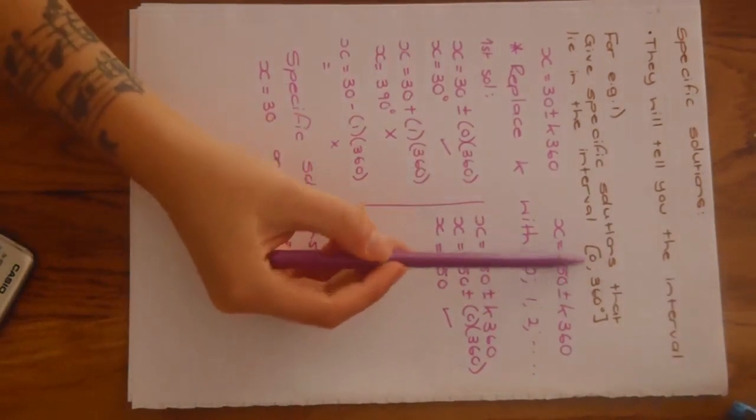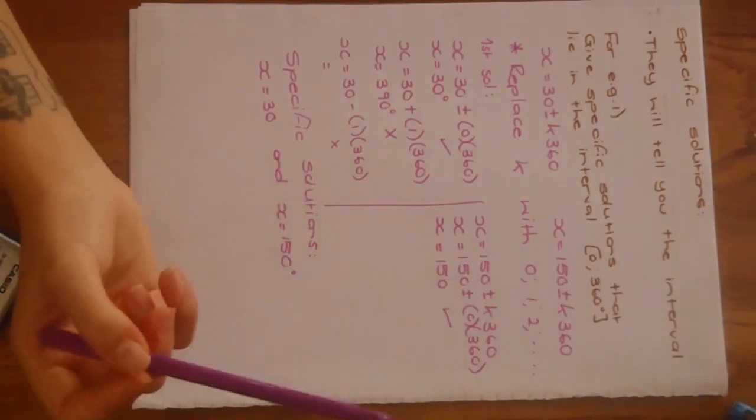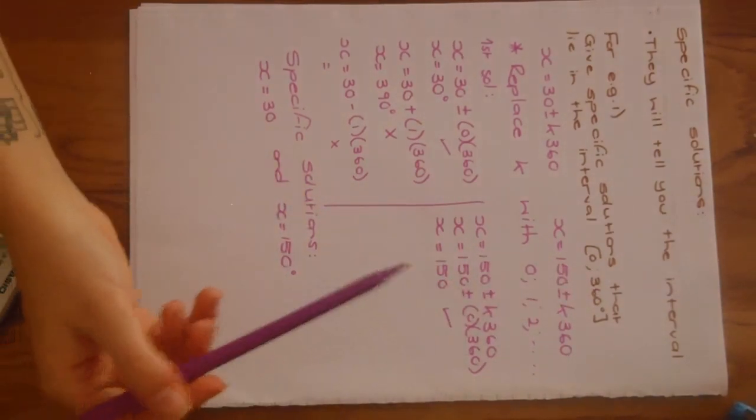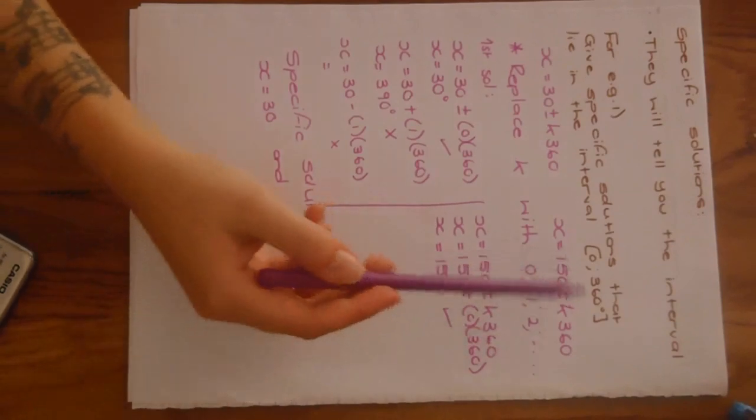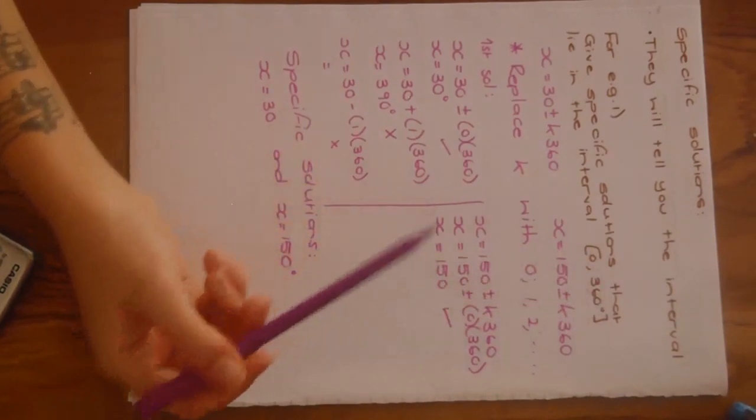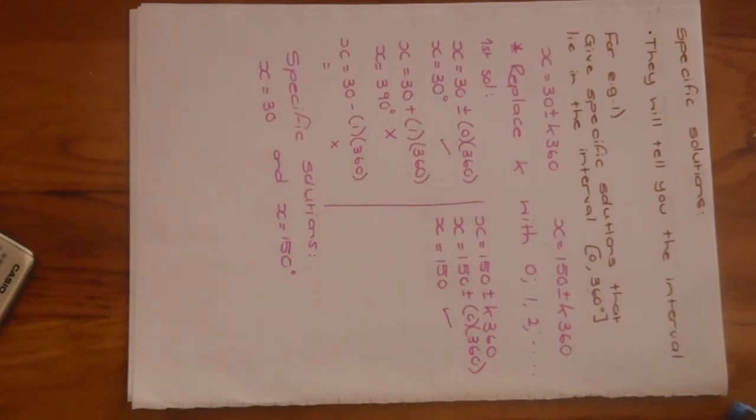Okay, so for specific solutions, it's very easy. Like I said, they give you an interval, and you just replace the k with numbers and check basically if it falls within that interval. If it does, then it is one of the specific solutions.